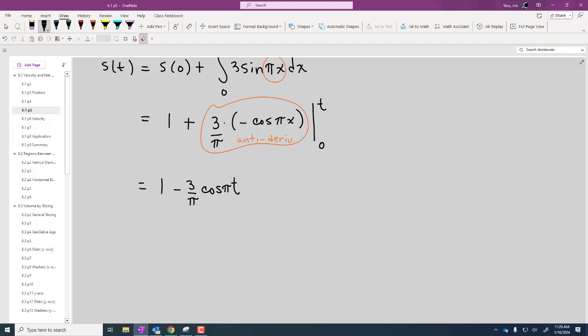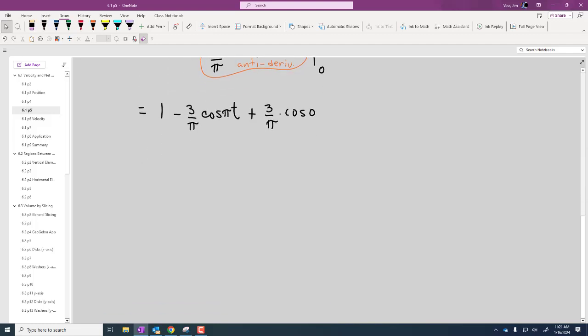And now we subtract off the antiderivative at 0. Well, the antiderivative is negative, so we have a minus thing, so it's going to be positive. We still have the 3 over pi in front, and then we have cosine of 0, and cosine of 0 is 1. Let me just write it as cosine of 0 for a moment. So there it is, and if we simplify this, that's going to be a 1. And maybe we want to put the constants all out in front, so maybe we would write it 1 plus 3 over pi minus 3 over pi times cosine pi t.